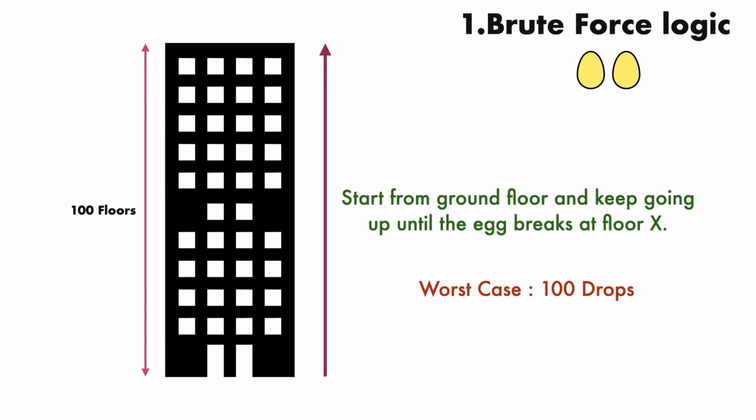To simplify, this is called brute force logic. In this approach, start from the ground floor and keep going up until the egg breaks at floor X. The solution is very inefficient in case the egg doesn't break till the 99th floor. Remember, you need to minimize the number of drops in the worst case.